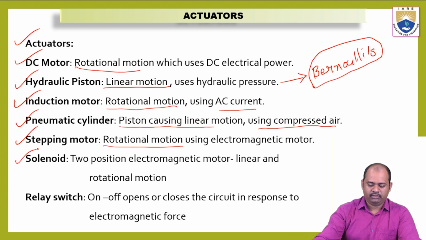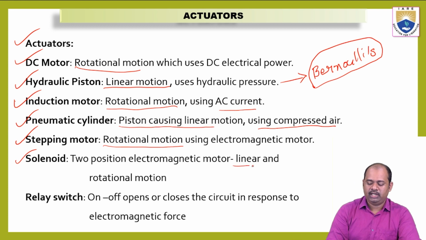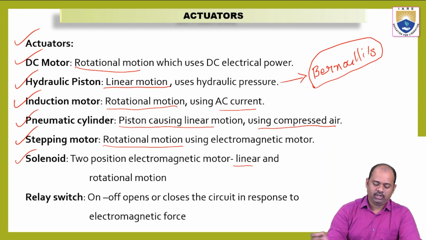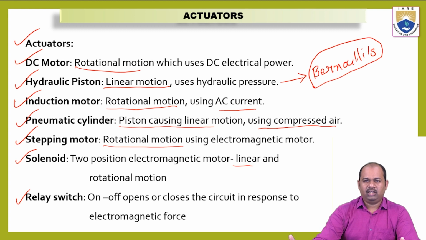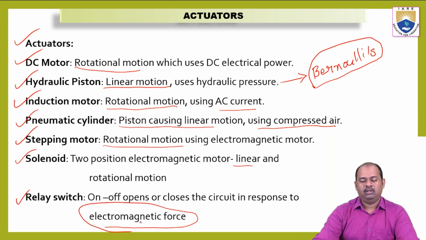And then the solenoid. A two position electromagnetic motor will be used in the solenoid, where it can create linear or rotational motion. Mostly this is used for creating linear motion, and sometimes it can be used for rotational motion also. Okay. And then relay switches. Relay switches act for on and off positions, which open or close the circuit. These on and off actions are managed by the electromagnetic force generated in the relay switch. Okay, these are some of the actuators which are used in automation.